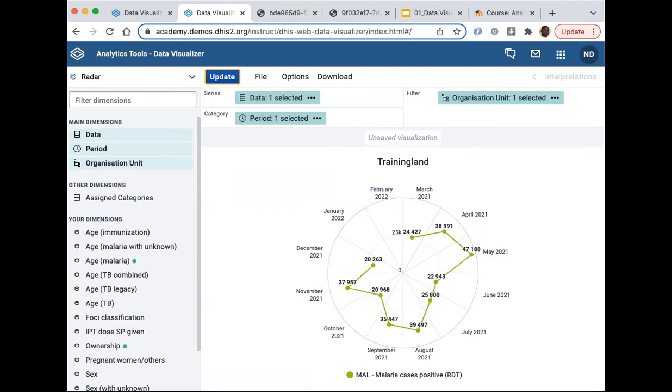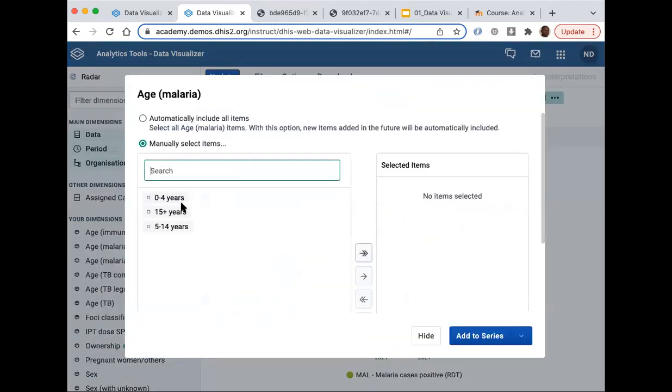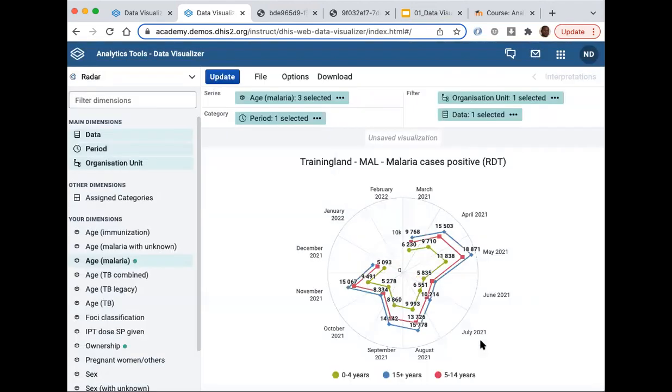And again, if you want to be able to disaggregate and see by the different age groups of malaria, you come and add here. And then you add all of them. You add into the series, because the series is where that is presented, and you update. And then you will see that. So that's being able to create it from a blank slate.